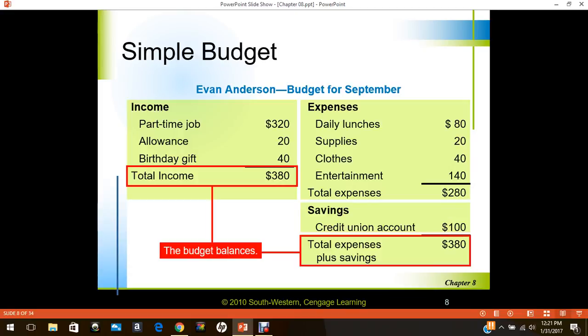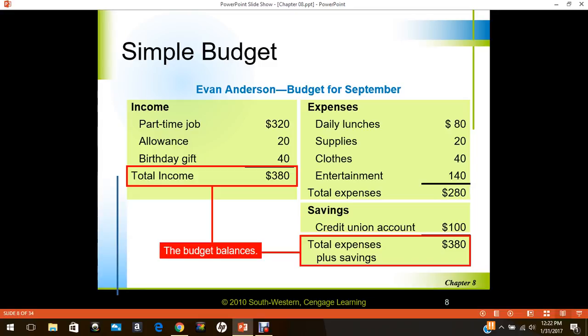Now, let's examine the budget for Evan Anderson. Notice that this budget is for the month of September. Notice that you have income, you have expenses, and savings. Notice that Evan generates a total income of $380. So, again, step one, you want to estimate your income.